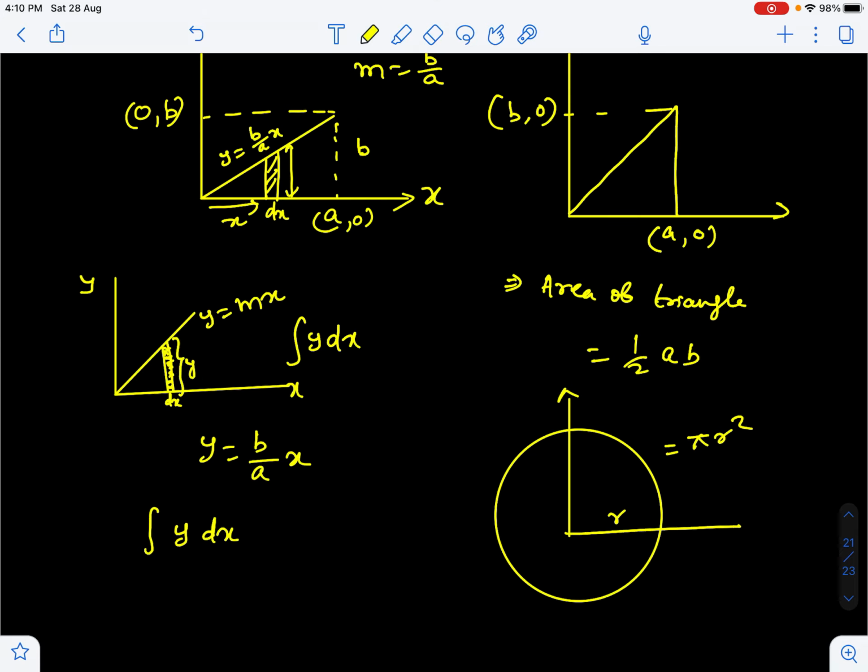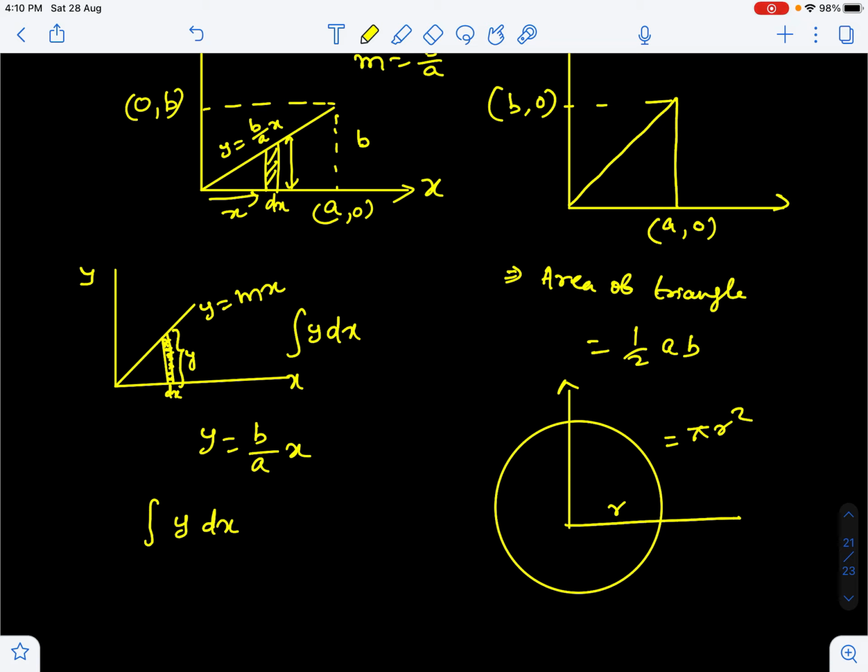So what to do then? Then you have to substitute the limit. Whose limit will you substitute? The limit of x you will substitute, since you are writing dx here. It varies from 0 to a. So this is the area of the curve.